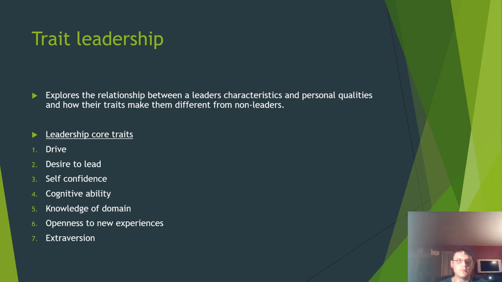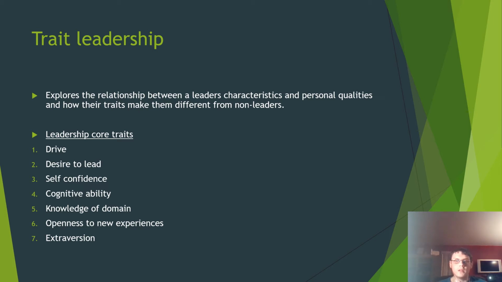Trait leadership explores the relationships between the leader's characteristics and personal qualities and how their traits make them different from non-leaders. It's broken into 7 core traits that most people associate with great leaders, such as Alexander the Great, Napoleon, people like that. These people are generally seen to have drive, motivation to carry out their plans and desires, their natural desire to lead, how they get along with others, and self-confidence. They have high self-esteem, and they're very confident in their ability to lead others.